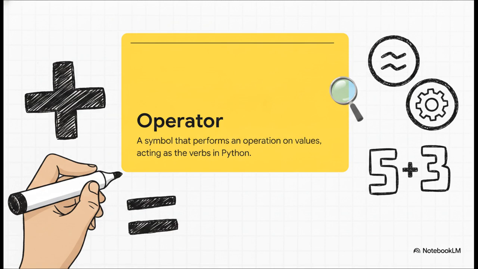So if you look at the equation 5 plus 3, the plus symbol, that's our operator. The numbers 5 and 3 are the operands. So it breaks down like this. Operator equals the action, and operands equal the values being acted upon.